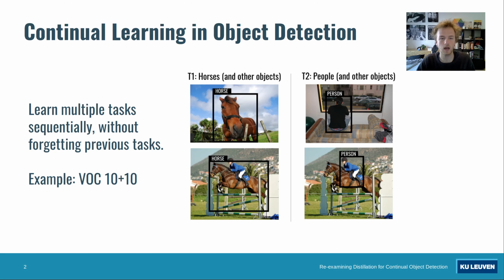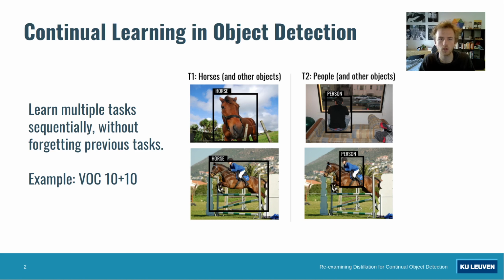Before we begin, a brief introduction on continual learning in object detection. In continual learning, the goal is to learn a sequence of tasks without being able to access the previous tasks, and the goal is to learn all tasks well. So when you're training on a new task, you don't want to forget what you've learned during the previous tasks.